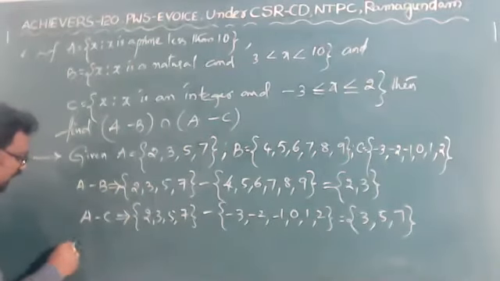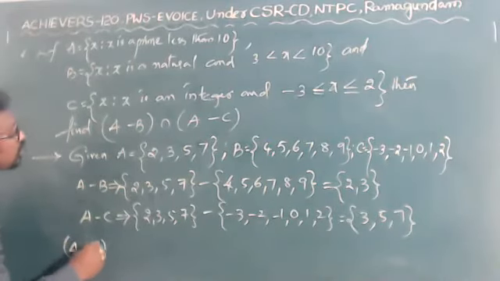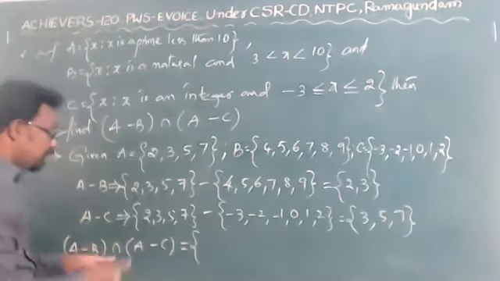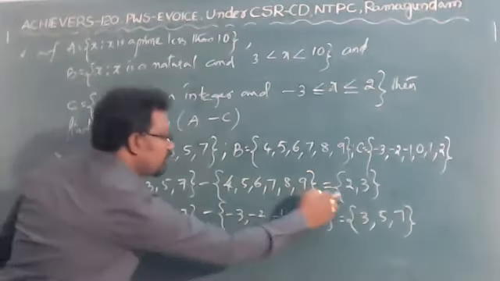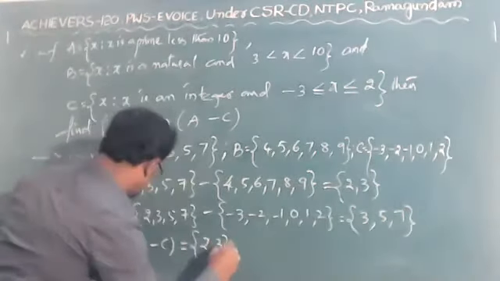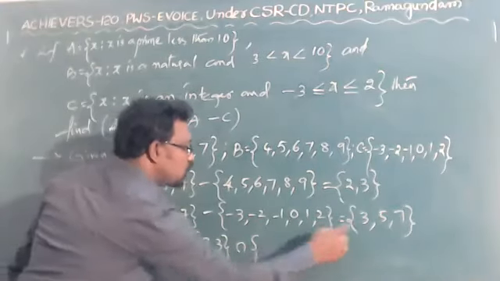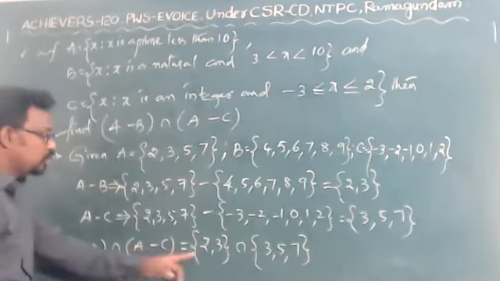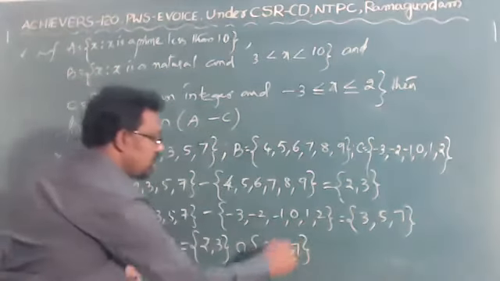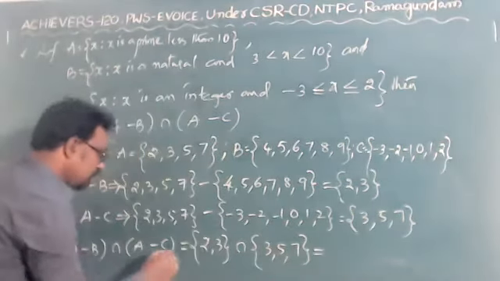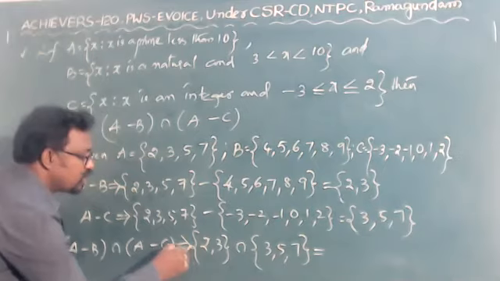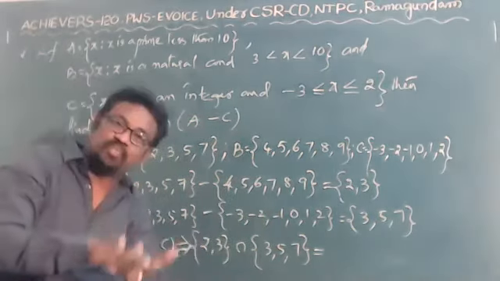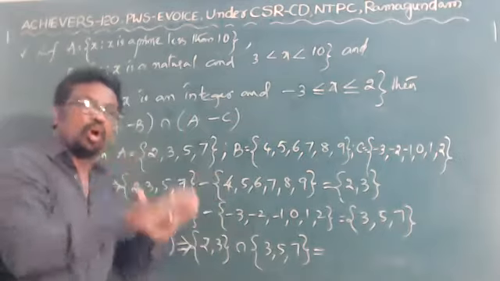Now finally, this is the question: A minus B intersection A minus C. What is the A minus B result? A minus B is 2, 3. Intersection, this one, A minus C is 3, 5, 7. Here make it an implies to symbol. Intersection means all the common elements.